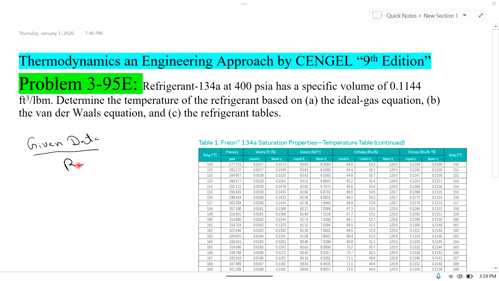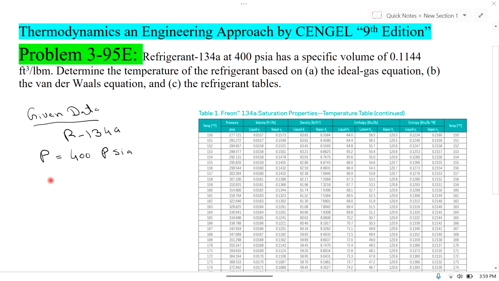the refrigerant used is R134A. Pressure is given to us as 400 psia, pound per square inch absolute, and specific volume is 0.1144 cubic feet per pound mass.